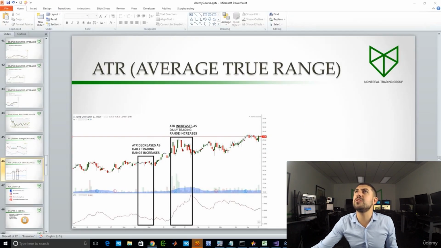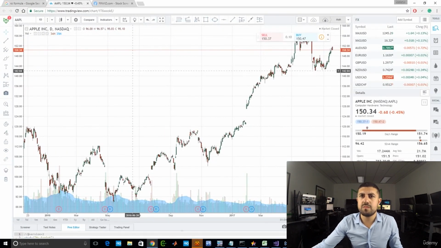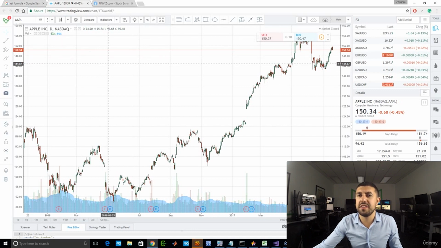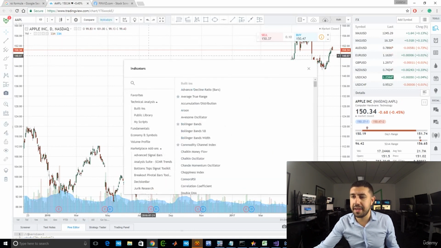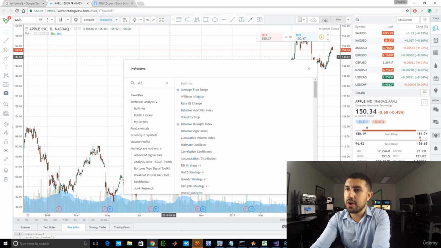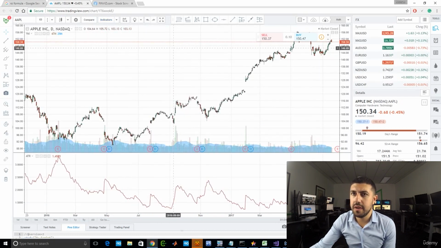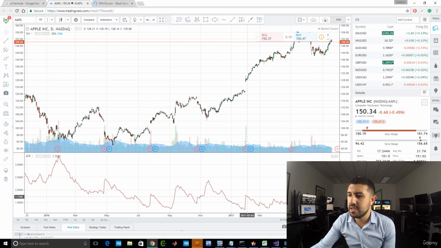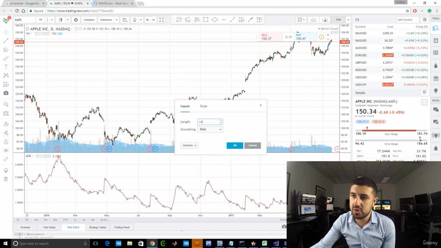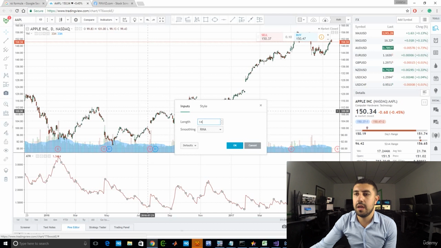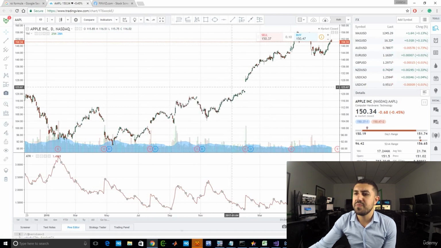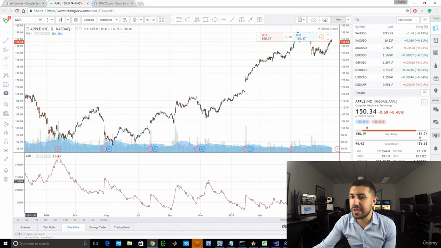So if I pull out TradingView and I go on indicators and I add ATR, or average true range, the first one that comes out is ATR, and let's actually double click on it, see what they use. Okay, so they use the 14 days average, so the last 14 days. And look at this, the ATR right now, you can see it.